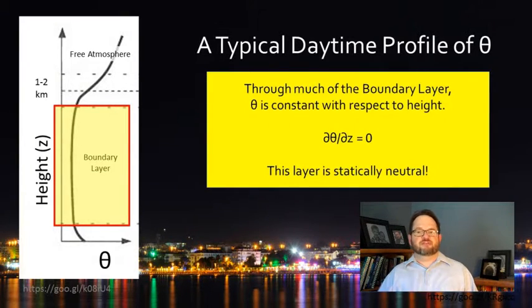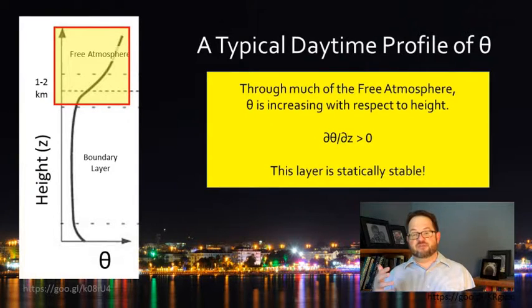Air parcels that are being lifted or lowered in there, the layer is neither encouraging that nor resisting that flow. On the other hand, at the top of the boundary layer and up into the free atmosphere, we see that the potential temperature is increasing with respect to height. Change in potential temperature with respect to height is positive, and therefore, based on the rules that we learned, that means that this layer is statically stable.